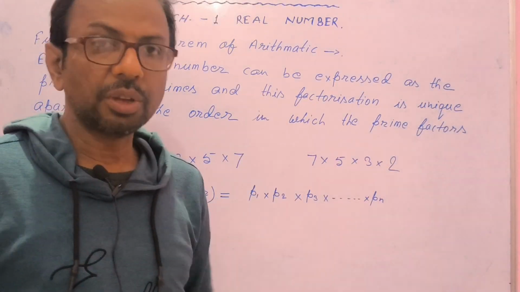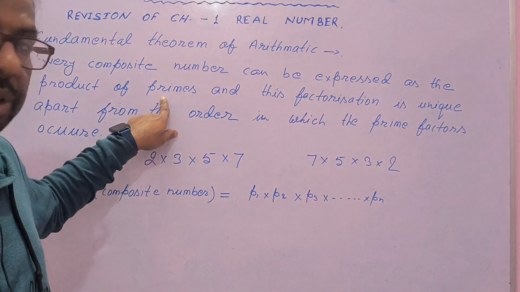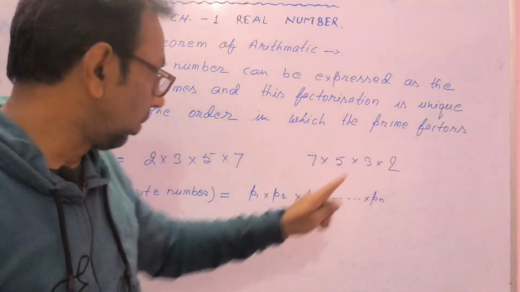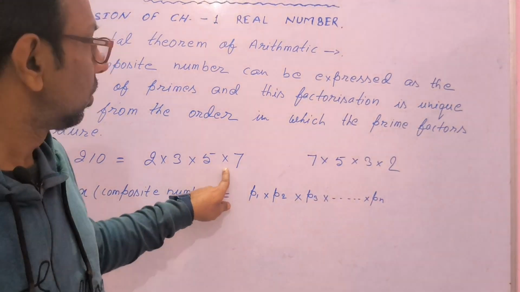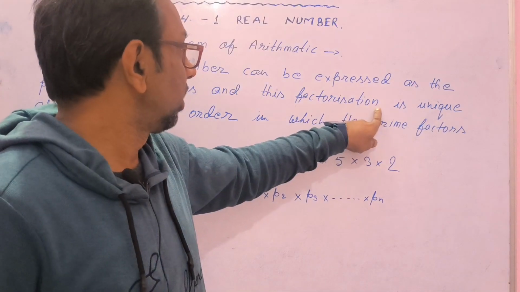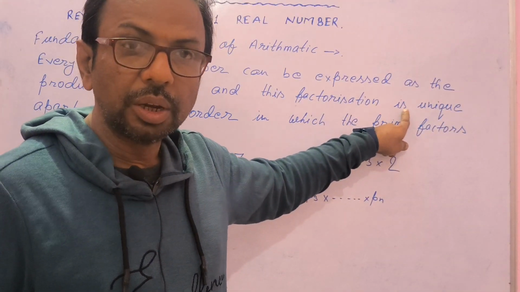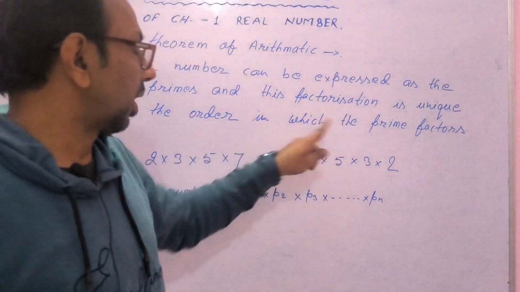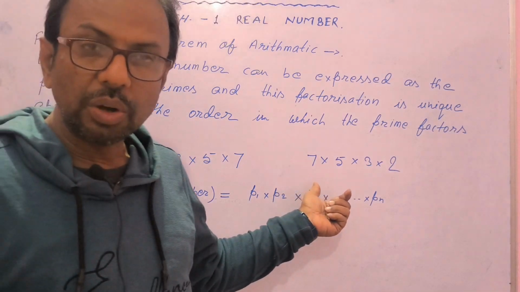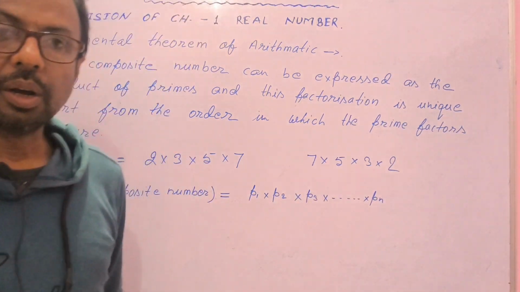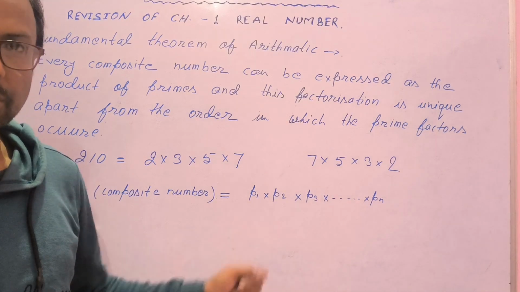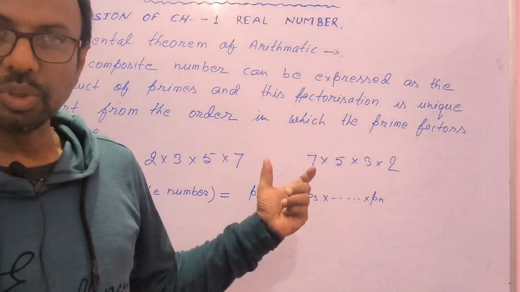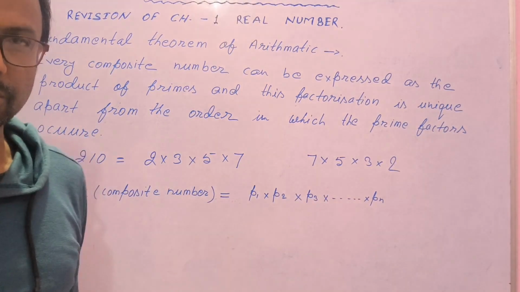But if we change the order, then that part of the statement deals with the changing of order. This factorization is unique. No other factorization we can find except it. The meaning of this part of the statement is that no other type of factorization can be found for 210. Apart from the order in which the prime factors occur, we can change the order of the prime factors occurring in the composite number 210. We can change the order, but only the order will change. The prime factors will not change. So this factorization is unique. This was the meaning of this statement.